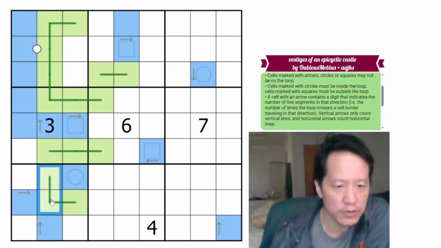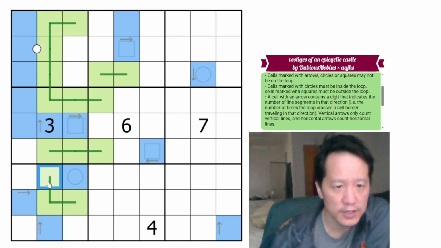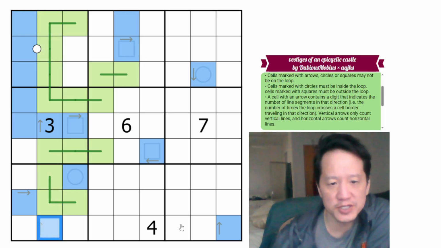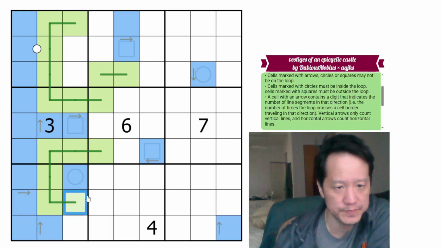So this is 1 crossing here, 2, 3, 4, right? So this crosses 1, this crosses 2, this crosses 3, this crosses 4, but this cannot be 4 here because of that 4. So this does have to cross here, another one for 5. Therefore, these are not on the loop. This must be a 5.